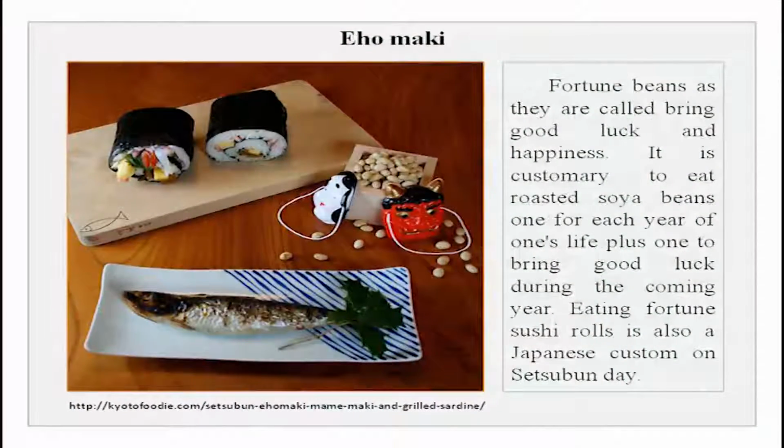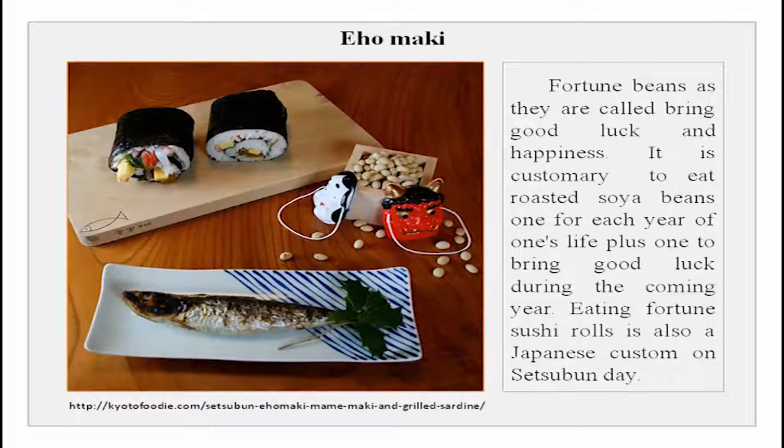Now, during Setsubun, on that day, generally fortune beans, as these beans are called, and ehomaki rolls are made. These beans are roasted, they are eaten and they are enjoyed by all, and especially these sardines, these fish, are eaten and enjoyed by the family. And of course, as you can see, fortune beans, as they are called, bring good luck. It is customary to eat roasted soya beans for each year of one's life and one for good luck.